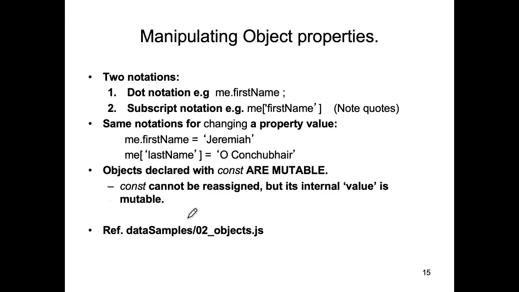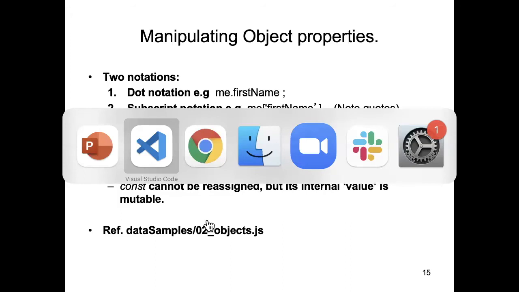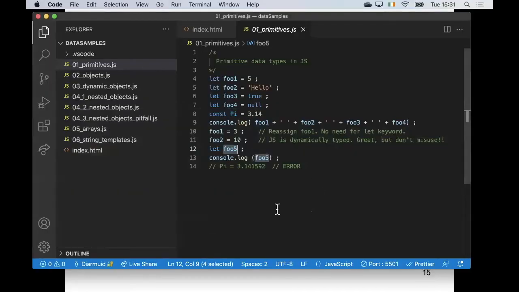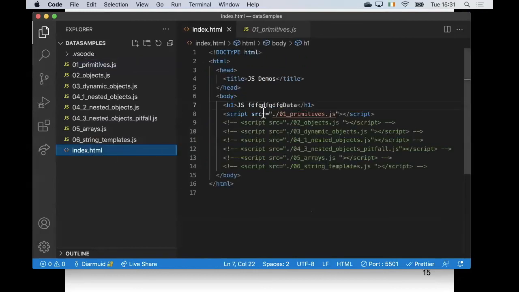Okay, so let's look at sample 2. The way you work these samples now, if you want to work your way through them, is you go to your index.html. My live server is still running in the background, and I'm going to comment out this line and enable this line. So whatever is in the 02 objects script, let's just take a quick look at that.